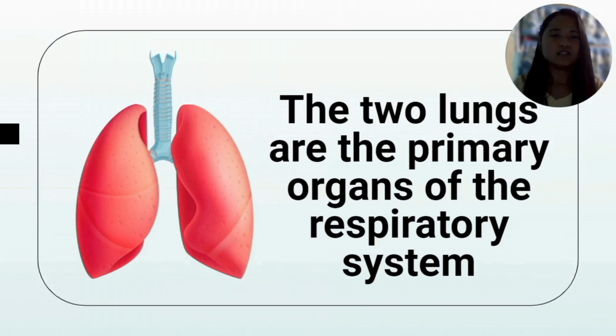Okay, the two lungs are the primary organs of the respiratory system. Did you know, class, that the right lung has three sections called lobes, while the left lung has two lobes? What is the reason behind this? So, the left lung has only two lobes because of the space taken up in the left side of the chest cavity by the heart. The reason why the right lung has three sections is because its oblique and horizontal fissures divide the lung into superior, middle, and inferior.